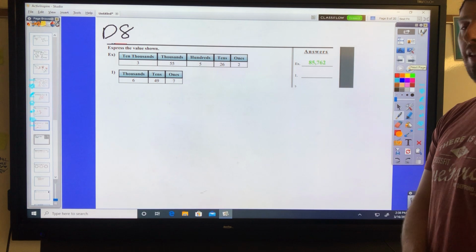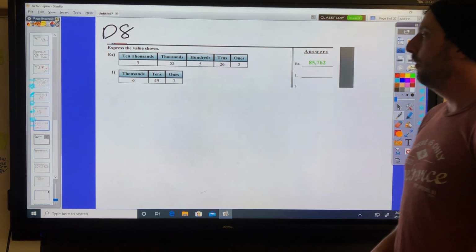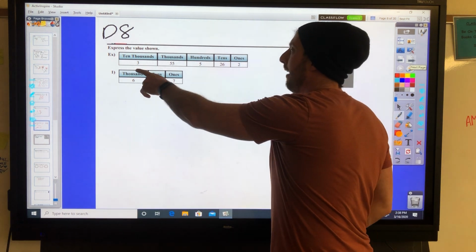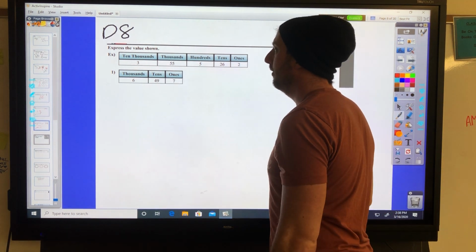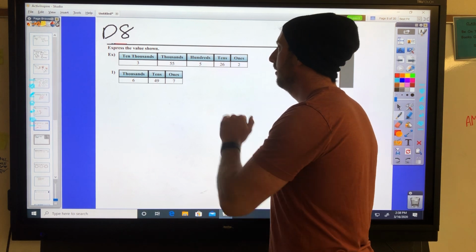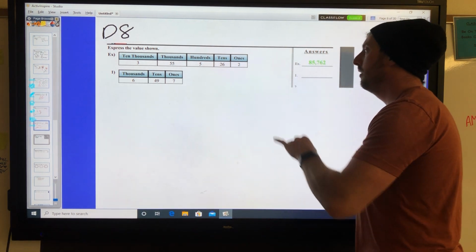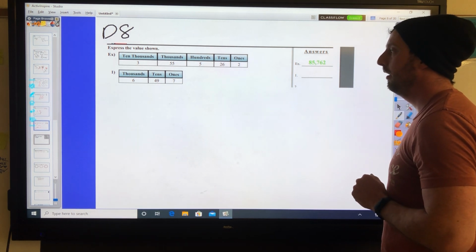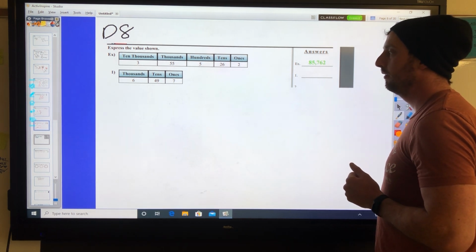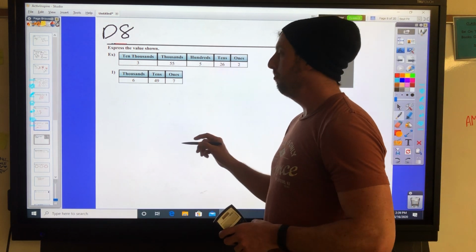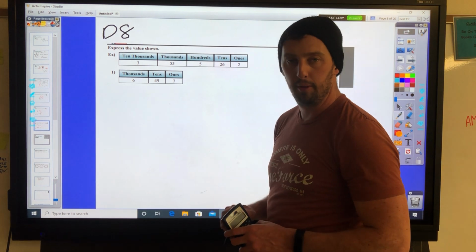So, express the value shown. So, again, back to place value. We have 3 10,000s, 5 5,000s, 500, 26 tens, and 2 ones. All right? Here is the deal. All you have to do is place your numbers in the appropriate spaces.